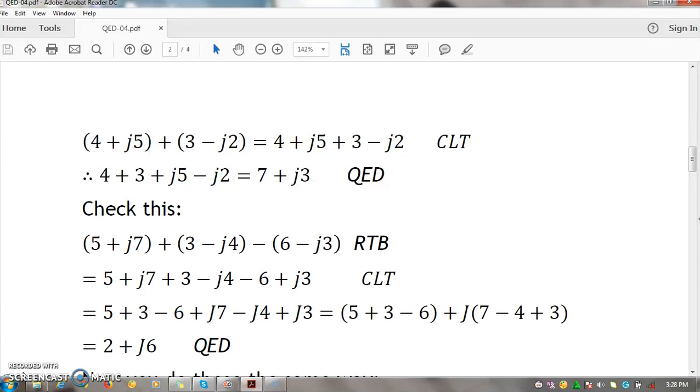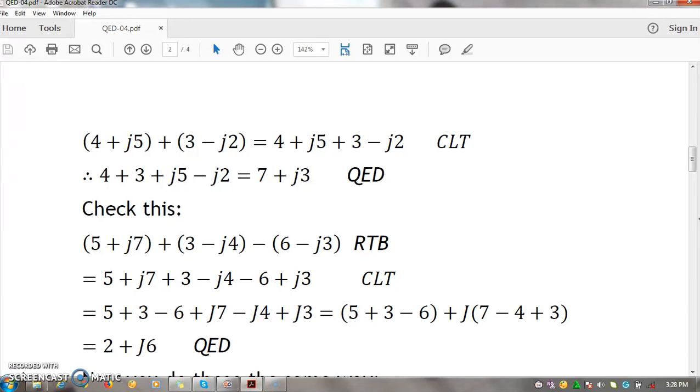First, we remove the bracket, we have 4 plus j5 plus 3 minus j2. So we collect like terms. Collecting like terms, we have 4 plus 3, those are the real parts. And then we have j5 minus j2, those are the imaginary part. Adding that together, 4 plus 3 is 7, j5 minus j2 is j3, and that is 7 plus j3. Yes, that is quite easily done.